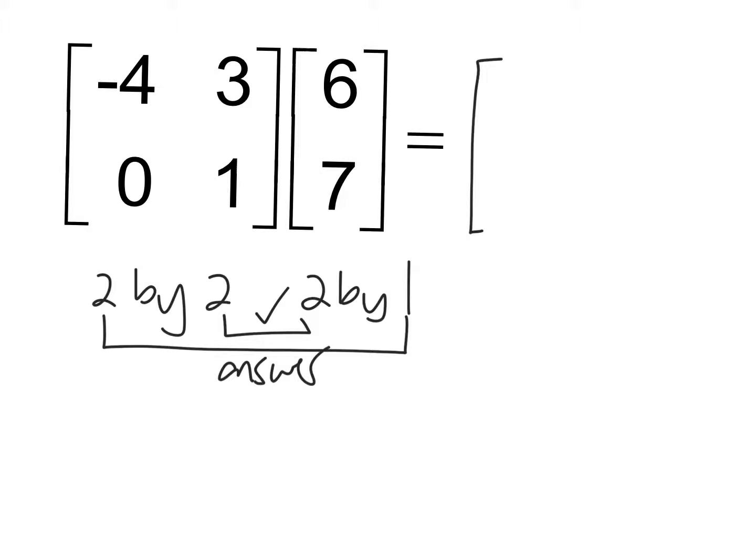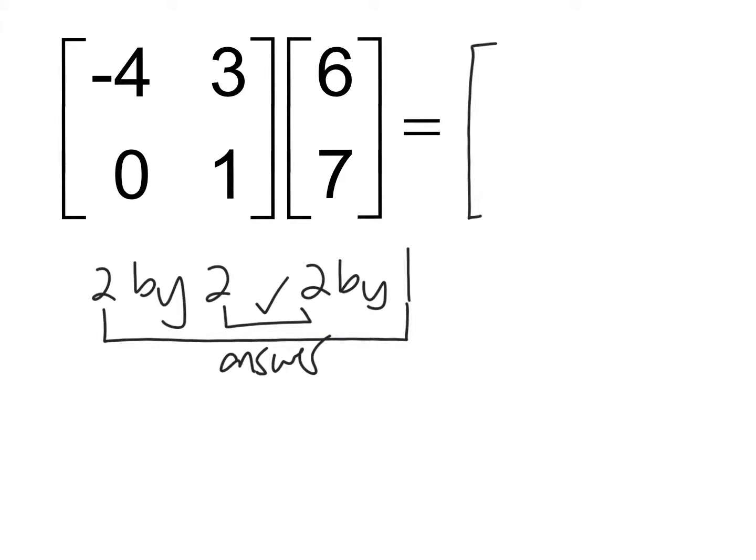So I'm going to get lined up, get ready to go. And we're always, you guys, moving across and down. So my first row that I'm going to do, my first number, is I'm going to take the negative 4 times the 6, which gives negative 24, plus, and then I'm going to do 3 times 7, which is 21. And then in my bottom row, all I have to do is the bottom row and this only column here.